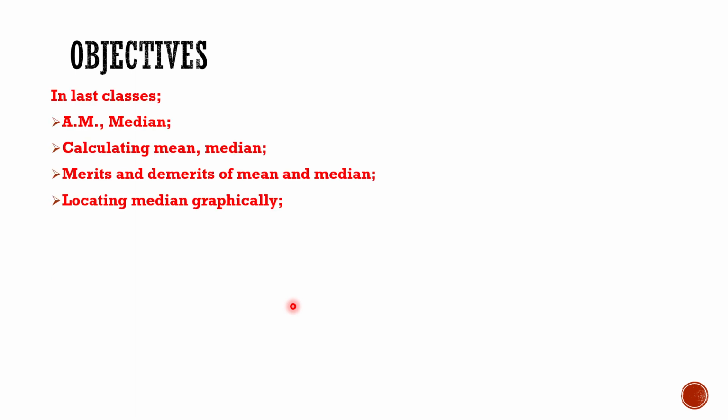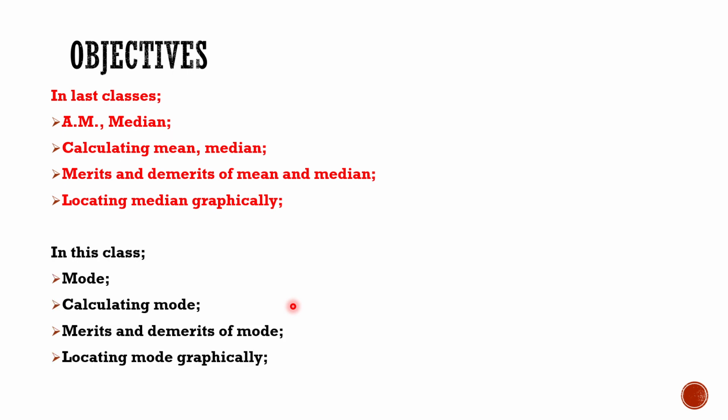So starting with the objectives, in the last class we went through what arithmetic mean and median are, the calculation of mean and median, the merits and demerits of the same, and how we can locate the median graphically using Excel or using manuscript or handwritten location. Now in this particular class we will be focusing on what mode is, the uses of mode, the calculation of mode, the merits and demerits of the same, and locating mode graphically using Excel.